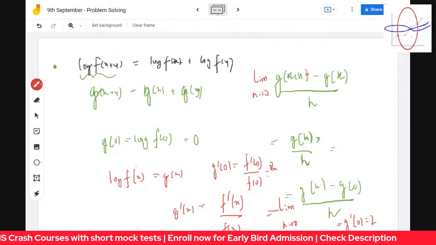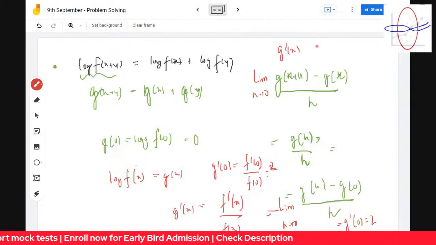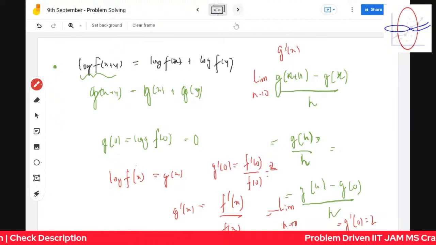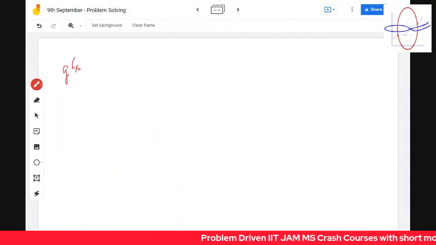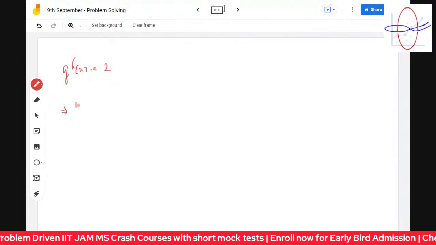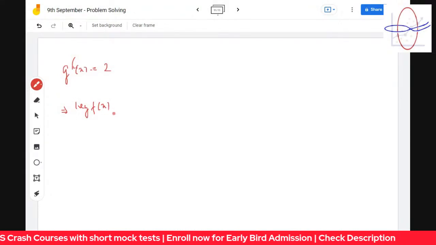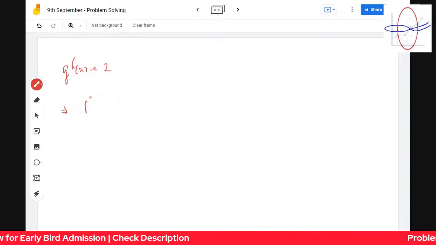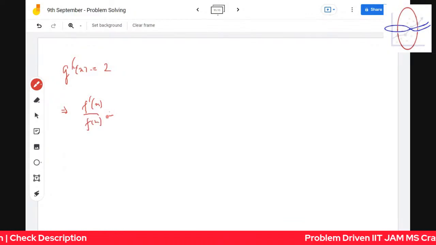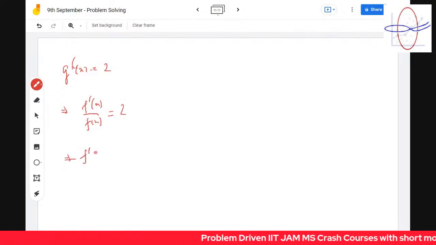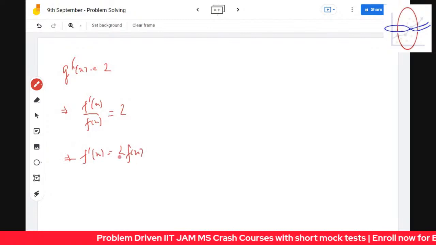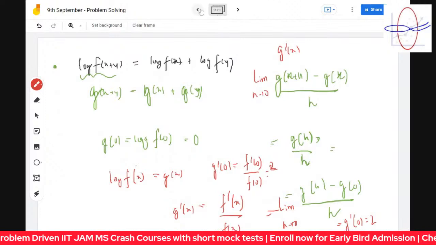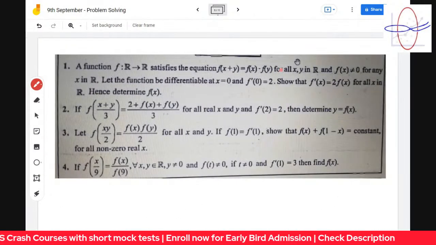So what do you get? That the limit exists, so g dash of x exists for all x, and it will imply f dash exists for all x. And we got that g dash of x is equal to 2. And g dash of x is what? f dash of x by f of x is equal to 2. And we have got that f dash of x is equal to twice f of x. Right? That's exactly what is needed over here.